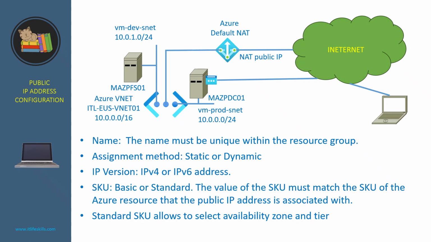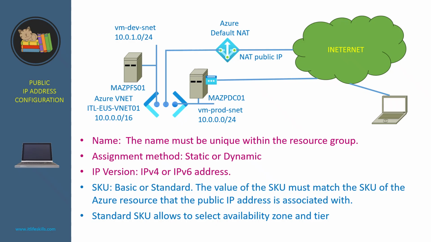As you know, public IP address is an independent object. Therefore, to configure it, we have to specify the following parameters. First, we need to specify the name. The name must be unique within the resource group. Then we have to specify the assignment method, which can be either static or dynamic IP address. Next, we need to specify the IP version, which can be either IP version 4 or IP version 6 address.